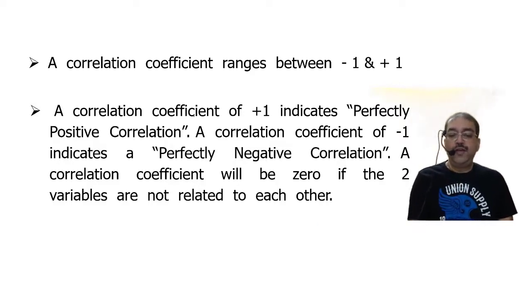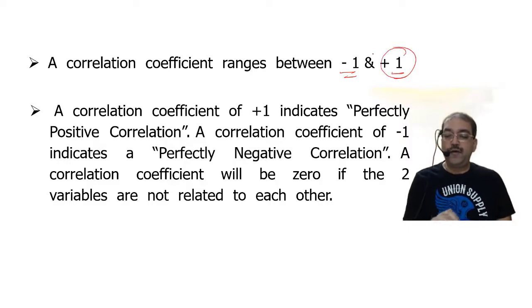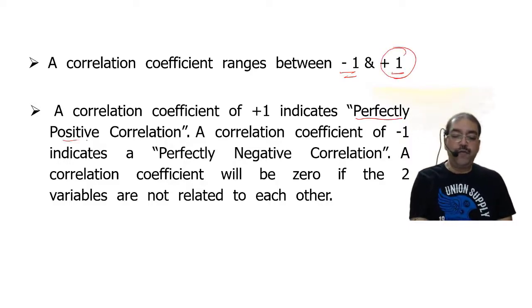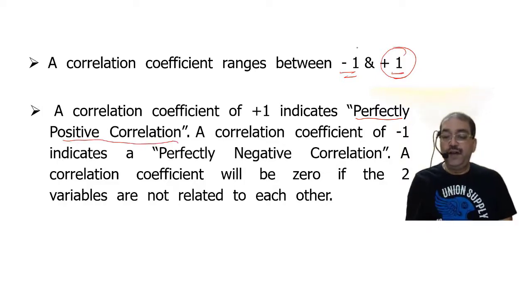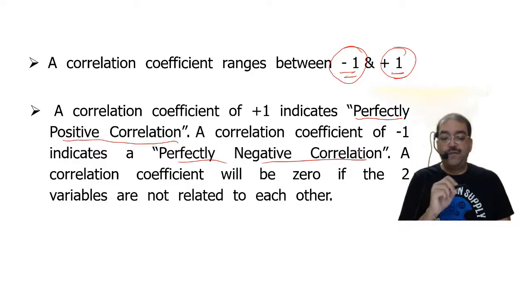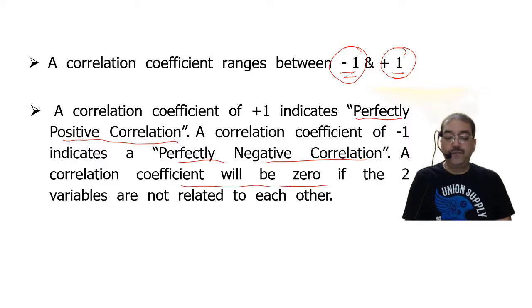Now, correlation coefficient, I told you it is between -1 and +1. If it is exactly equal to +1, it is perfectly positive correlation. If it is exactly equal to -1, it is perfectly negative correlation. And if there is no relation, then it will be 0. If they are not related to each other, then it will be 0.